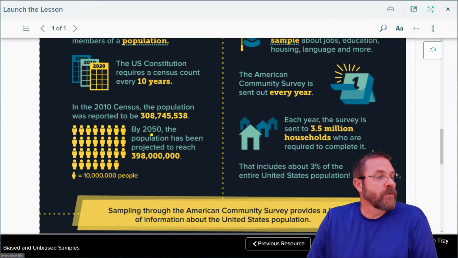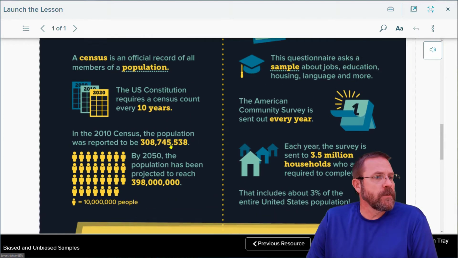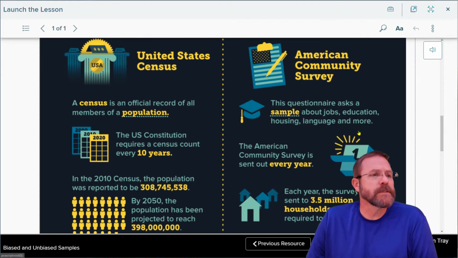308,745,538. By 2050, they expect the population to reach 398 million, and that's quite a number of folks there. I'm not sure that that's going to happen, because we have found historically that as things like education levels go up, population levels drop. Interesting, isn't that? I guess the smarter you are, the fewer kids you want to have. Or the more educated you are, I should say, not smarter.